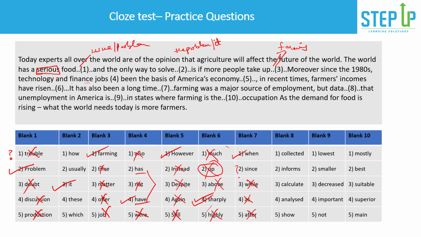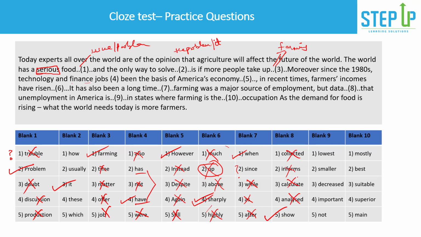So it's been a long time when farming was a major source of employment, but data dash that unemployment in America in states where farming is the dash occupation. Okay, so it's been a long time when it was a major source of employment, but now data predicts that probably, it's good here. So but data collected that no, but data informs, calculate, analyzed, data show, right? Because data informs, no, data doesn't inform, data doesn't calculate, data doesn't analyze, right?